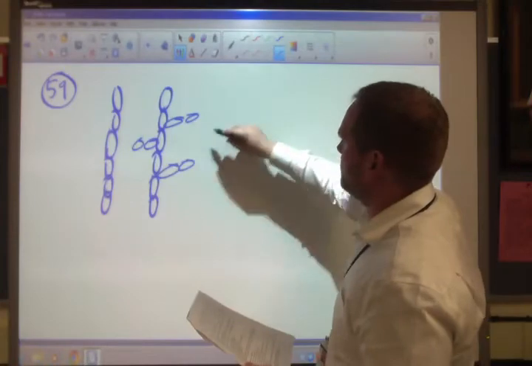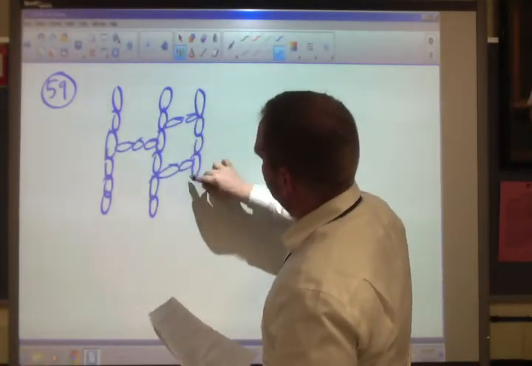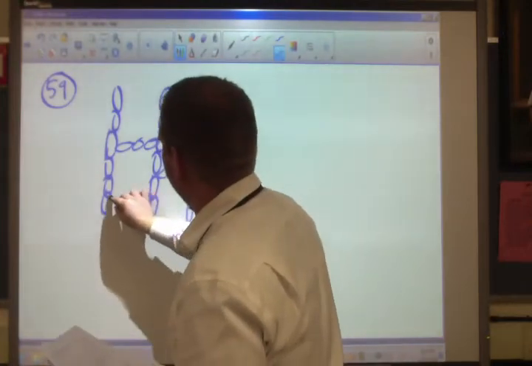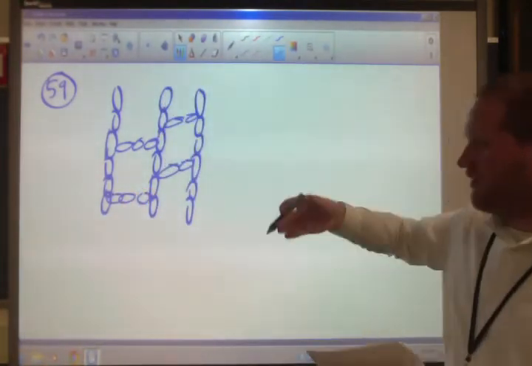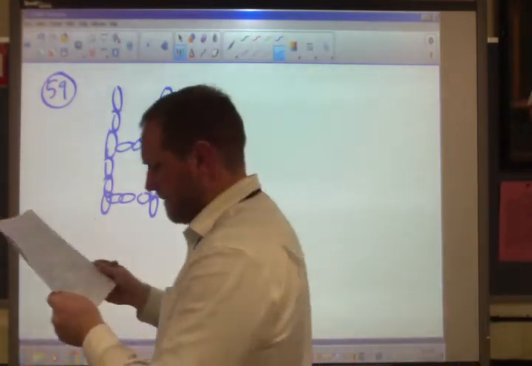Cross-linked. Let me just continue this to make it cross-linked, cross-linked like that. Linear that are connected through other cross-links. Okay.